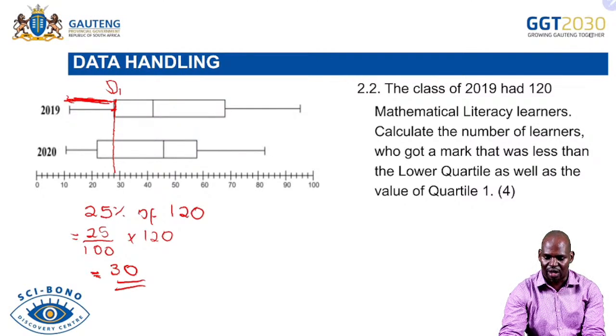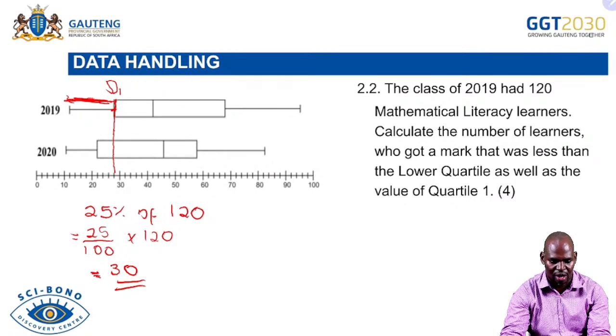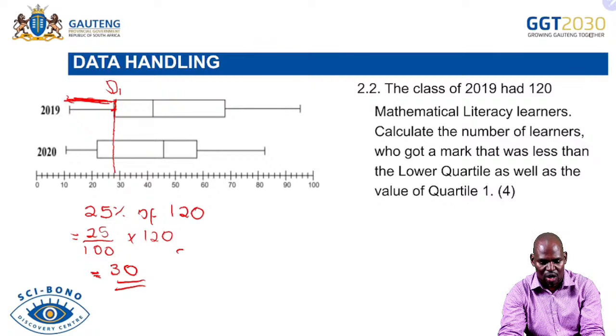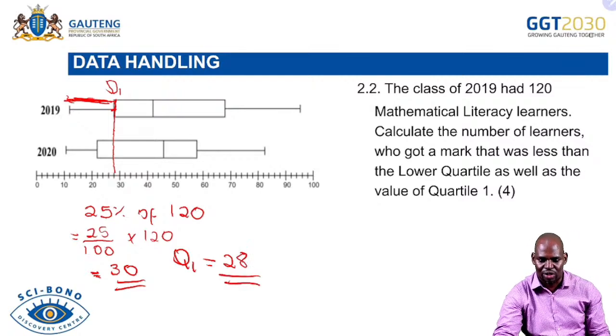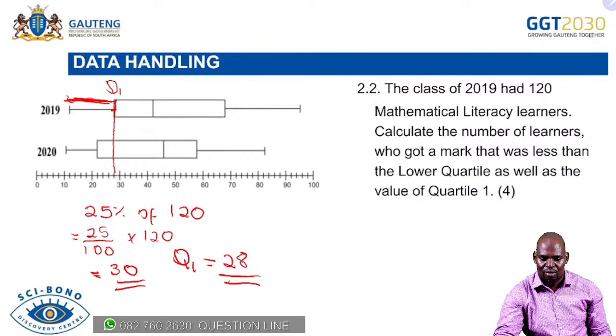Okay, then again they say as well as the value of quartile 1. So now the value of quartile 1 here, again interpretation, 30 minus 20 is 10. Then we say 10 divided by the number of intervals there, 1, 2, 3, 4, 5, which is 2. So this will be 22, 24, 26, 28. So quartile 1 is 28.